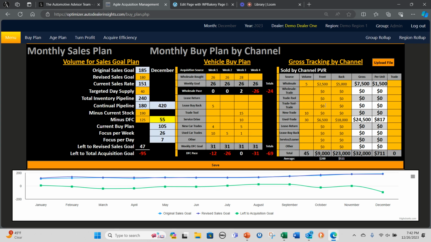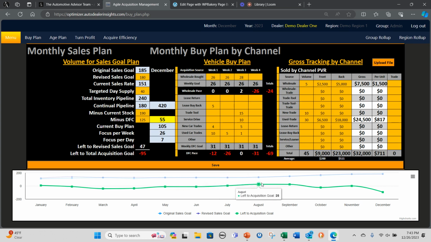So this is a demo account. I don't have it all filled out, but if I did, you would see that this channel is better than this channel and so on and so forth. Now, what you do down here is you look at the graph and you see that we have an acquisition goal in green. And this is what the program's telling this dealer every month he needs to be at, a certain number to hit his sales goal. And if he's below that number, you'll see the green is below the line. If it's above, it's above.